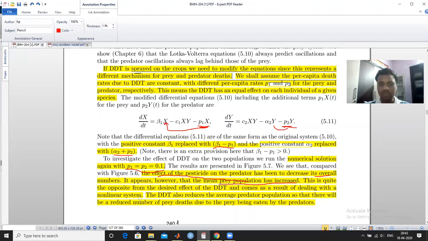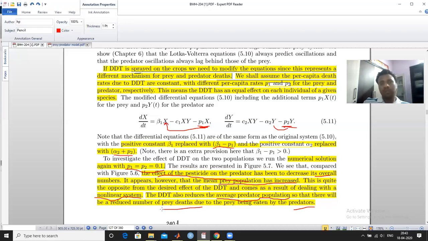It comes as a result of dealing with a non-linear system. Why is it happening so? Because we are dealing with a non-linear system, we can't predict the effect, meaning the effect will not always be the same. DDT also reduces the average predator population, so there will be a reduced number of prey dying due to being eaten by the predators. Therefore the death of prey is reduced, so the prey population will increase rapidly.